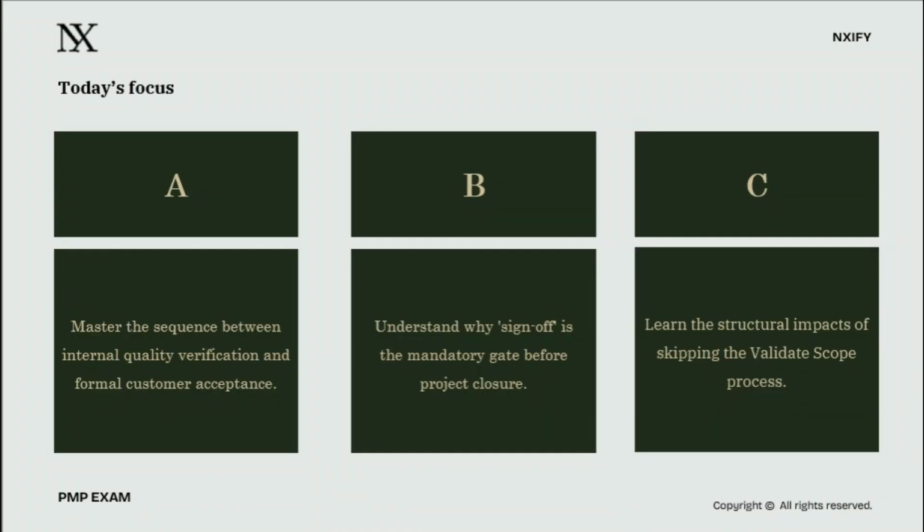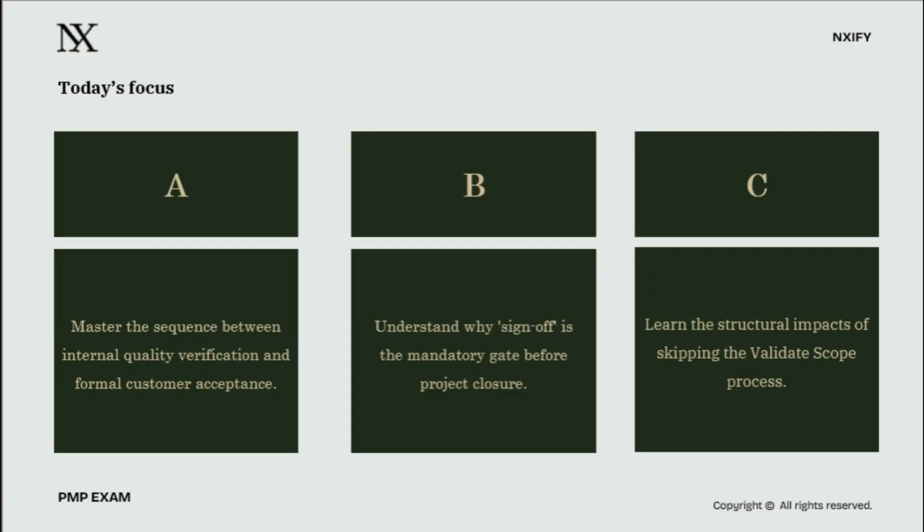Take a look at today's focus. You will learn in this episode how to navigate 3 major milestones. I want you to look closely at these 3 columns. A. Master the sequence between internal quality verification and formal customer acceptance. B. Understand why sign-off, which is the formal legal confirmation from the sponsor that the deliverables meet their needs, is the mandatory gate before project closure. Sign-off is your legal shield. C. And learn the structural impacts of skipping the validate scope process. These are the non-negotiable gates you must master for the exam, building on the sequencing logic we've developed throughout the series. That is our roadmap.